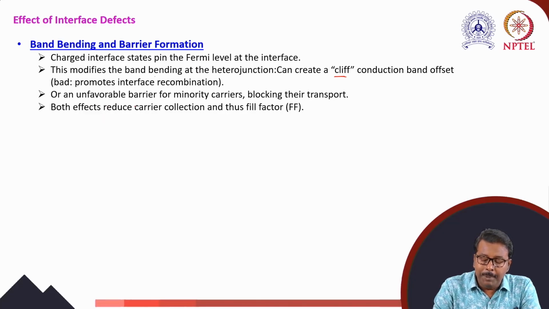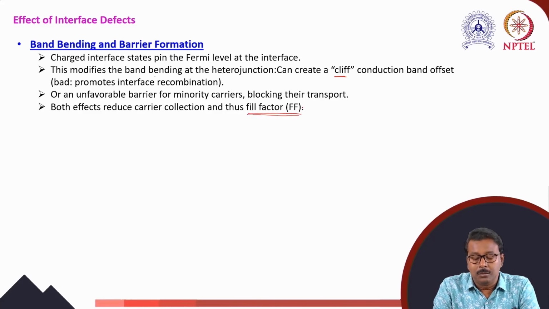So on an unfavorable barrier for minority carriers, unfavorable means that is a cliff type offset, which is not favorable for carrier flow, which is obstructing the carrier flow and blocking their transport, and both effects reduce carrier collection, thus the fill factor is mainly affected in that case. Due to this barrier, the fill factor will be affected.